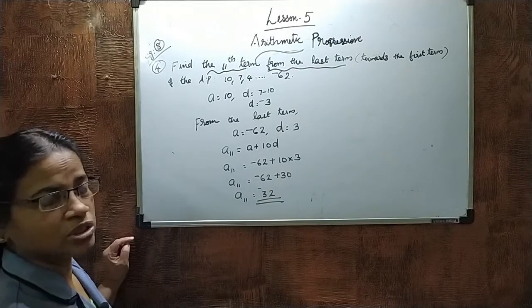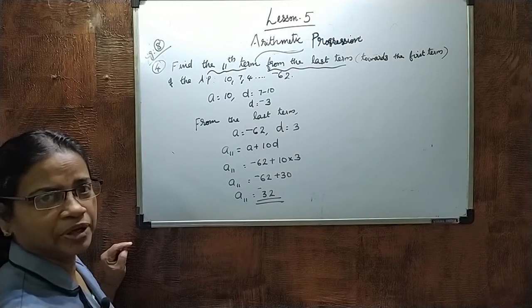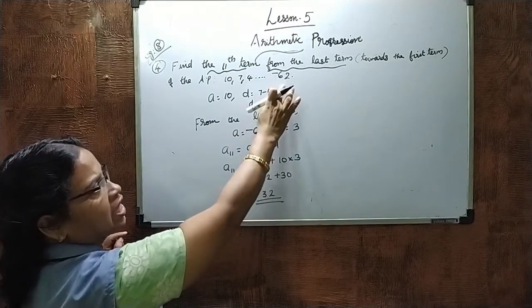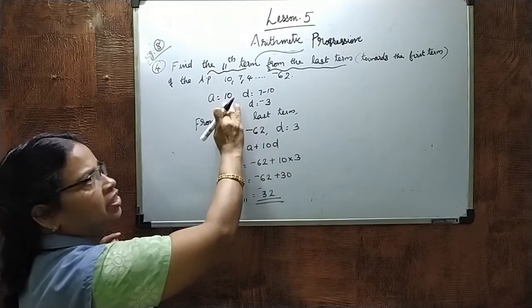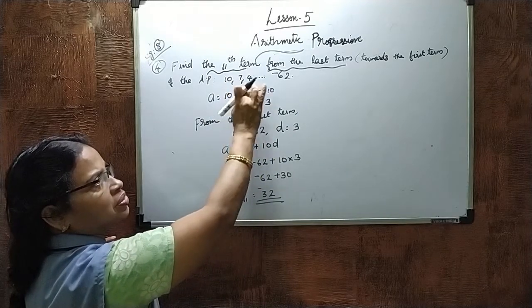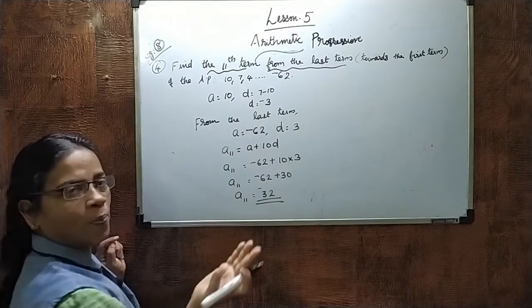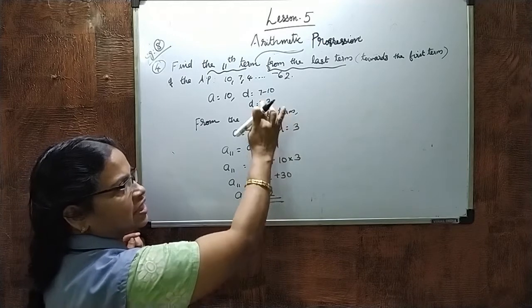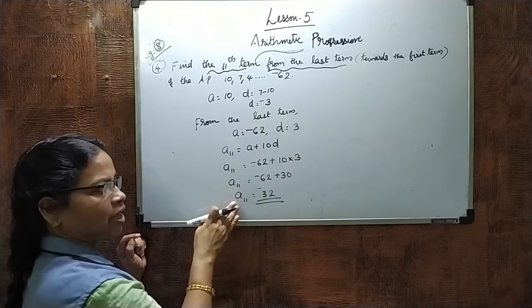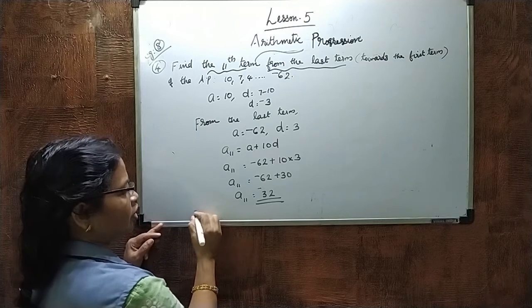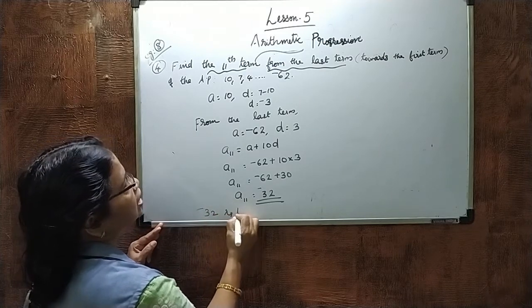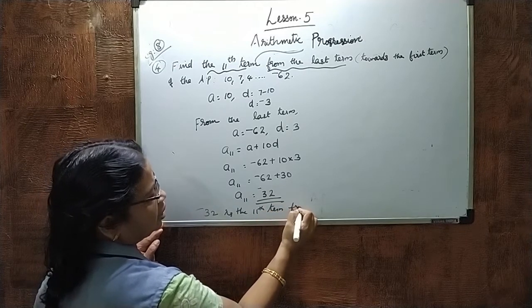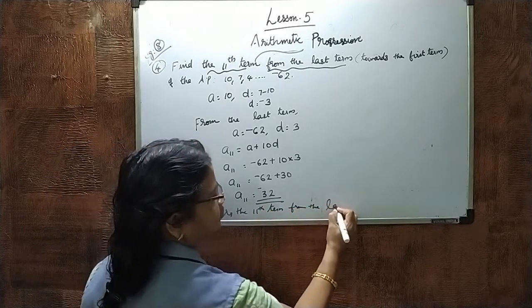It's an important question also, because the children will be confused about what to take. So what you should do: from the last term means take the last term as A, and then the D you were getting when taking the first term, that D should be the opposite sign. That is the main important thing you have to remember. Same number but opposite sign. Just apply, you will get the answer. And what you have to write at the last: negative 32 is the 11th term from the last term.